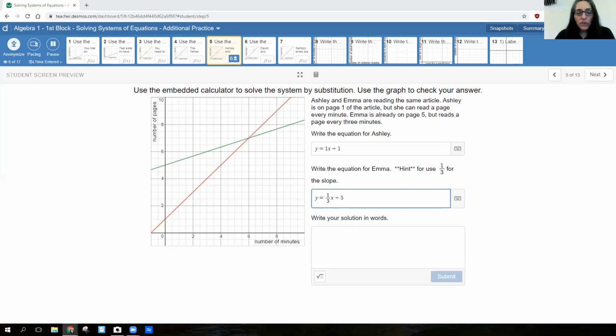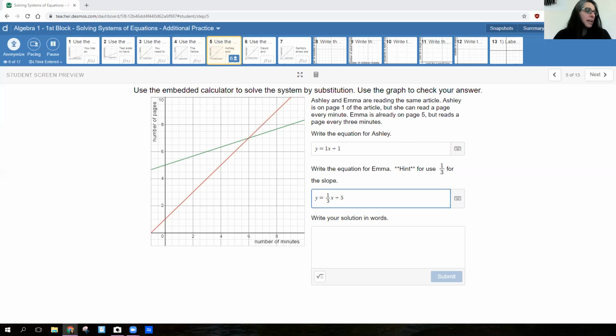After you have both of your lines graphed, which looks like we're getting them going here. They look good, guys. 1/3, and then arrow over and put the x. There you go, good. We want it to be plus 5 because she's on page 5 already. So make sure you have a plus 5, not a minus 5. So 1/3 x plus 5. I see a couple of minus 5, so make sure you fix that.